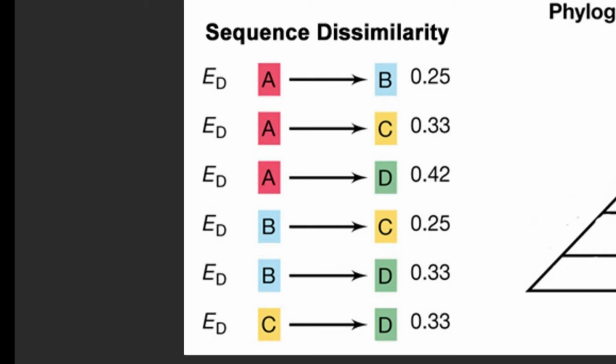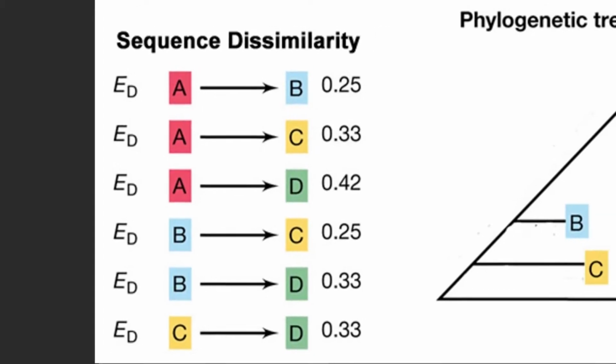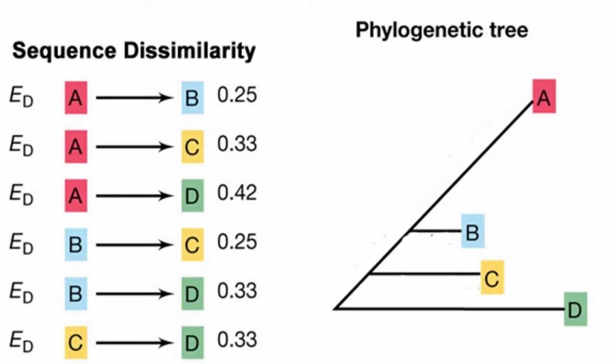Similar comparisons between A and C yield a sequence dissimilarity of 0.33. Comparison between A and D yields a sequence dissimilarity of 0.42. And so on and so forth until all 4 of those organisms have been compared to one another. And now you have an idea of how dissimilar they are. But what you really want to do is try to figure out not only how dissimilar A is to B, but how dissimilar A is to B, C, and D in one place. That's how you produce one of these phylogenetic trees.